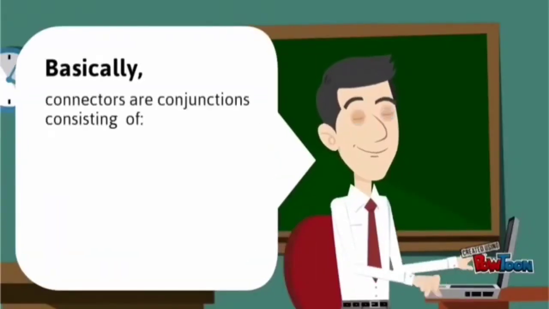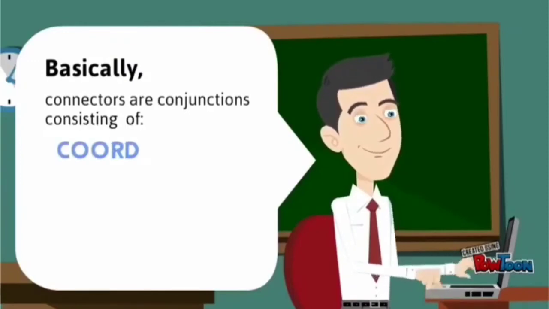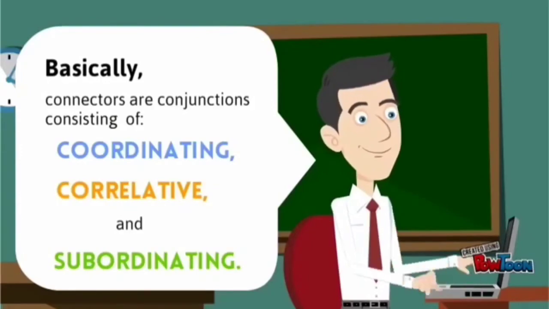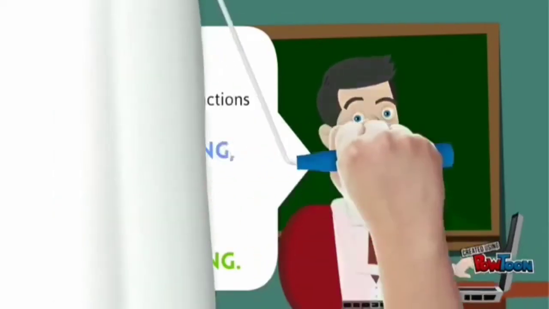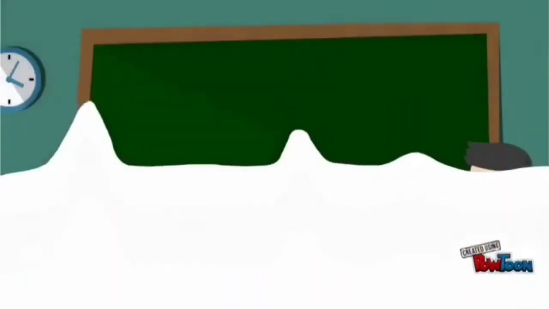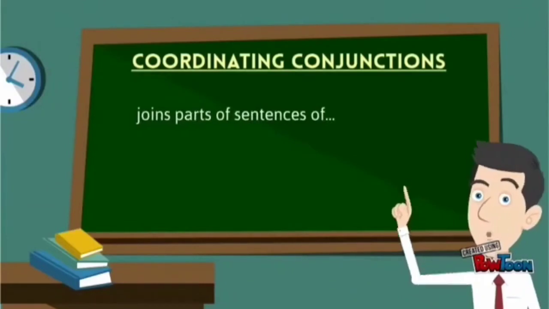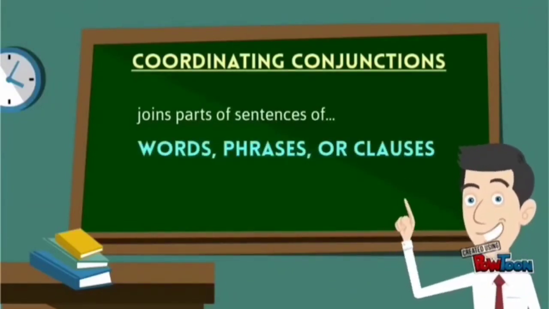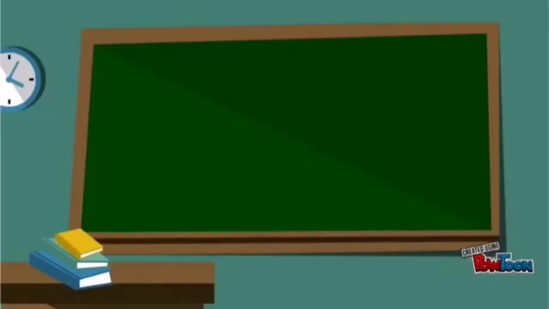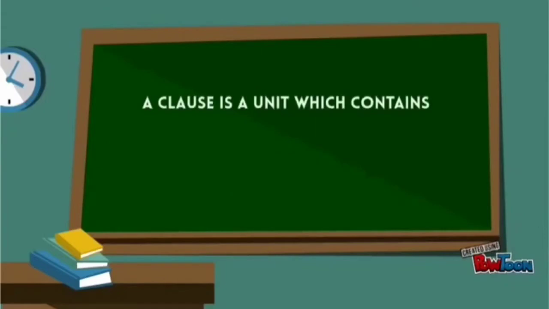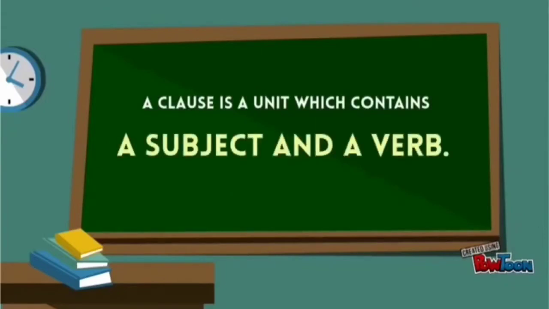Basically, connectors are conjunctions consisting of coordinating, correlative and subordinating. What are coordinating conjunctions? Coordinating conjunctions join parts of sentences, words, phrases or clauses with related meaning. What is a clause? A clause is a unit which contains a subject and a verb.